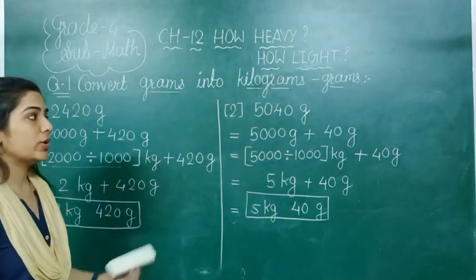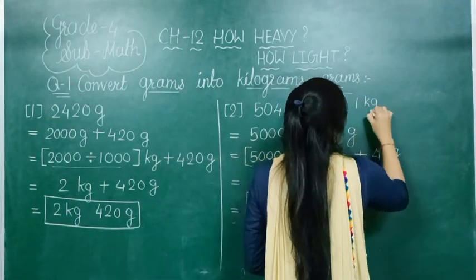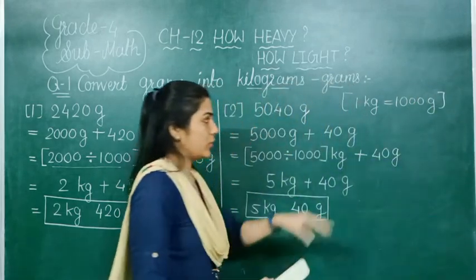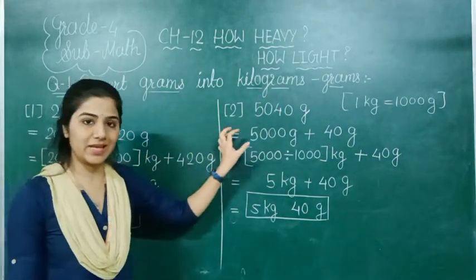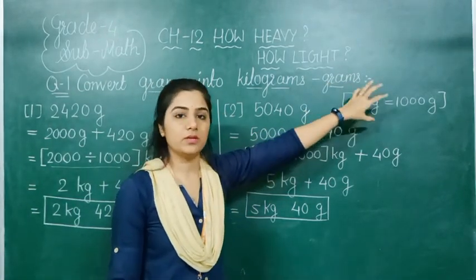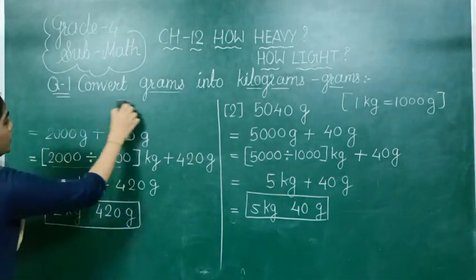See, suppose you are not mentioning this formula, 1 kg is equal to 1000 gram. If I am not mentioning this formula in each and every sum, it's okay, but you can write this formula commonly here. Now I am explaining the third sum to you.